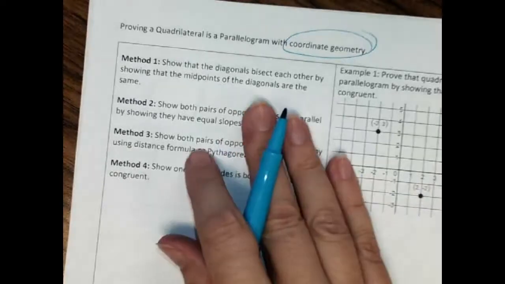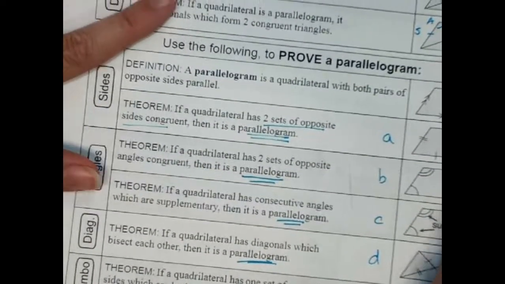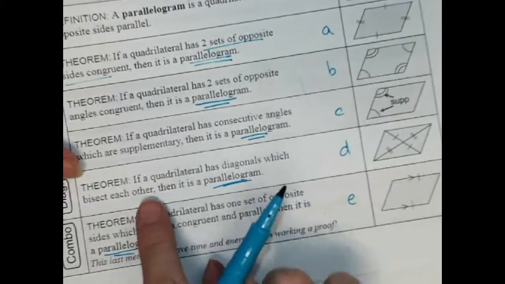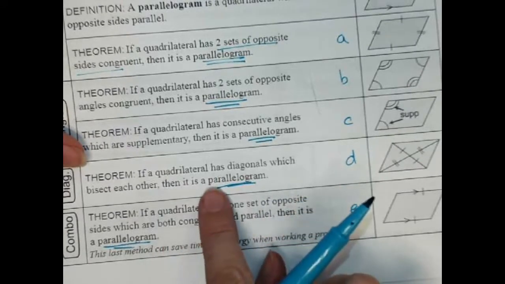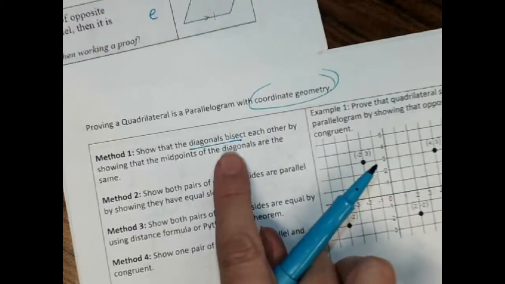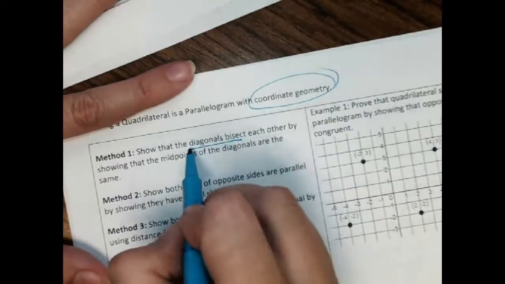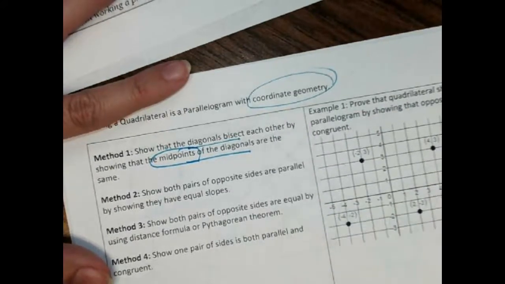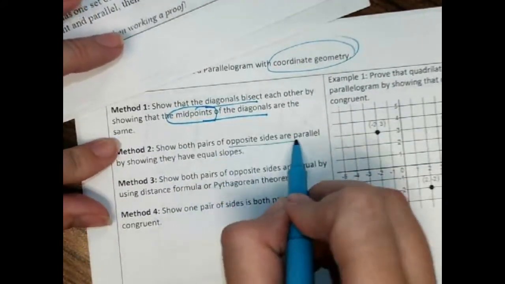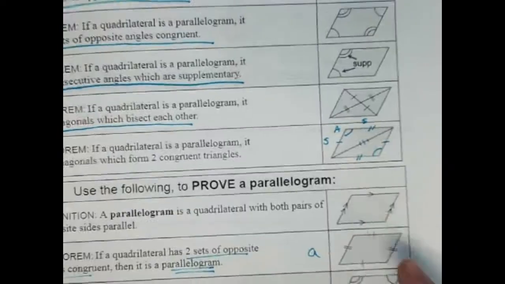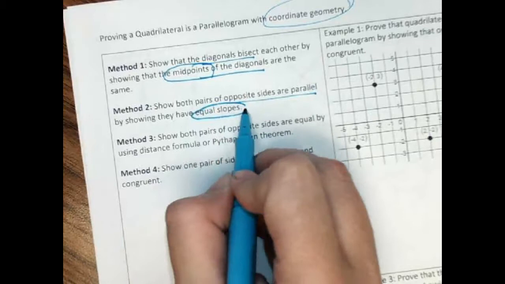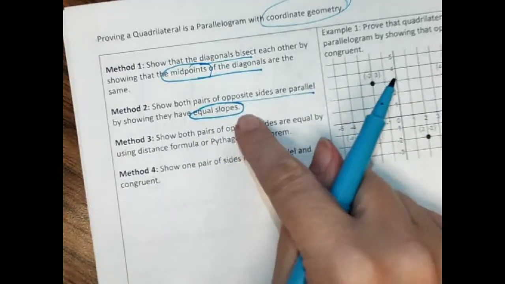I just want to show you that these are the same ones that we were looking at over here on this page. The first one says the diagonals bisect each other. Was that one of our choices here? It's right here. The diagonals bisect each other, then it's a parallelogram. In order to show that on a graph, we show that the midpoints of the diagonals are in the same location. The second one is show that the opposite sides are parallel. Well, that's literally our definition here. If opposite sides are parallel, then we know it's a parallelogram. And we do that by showing that it has equal slopes. Remember, if they're parallel, the slopes are the same.